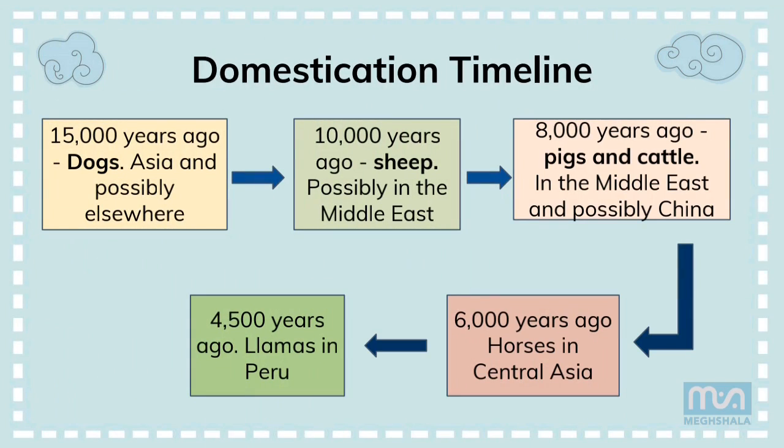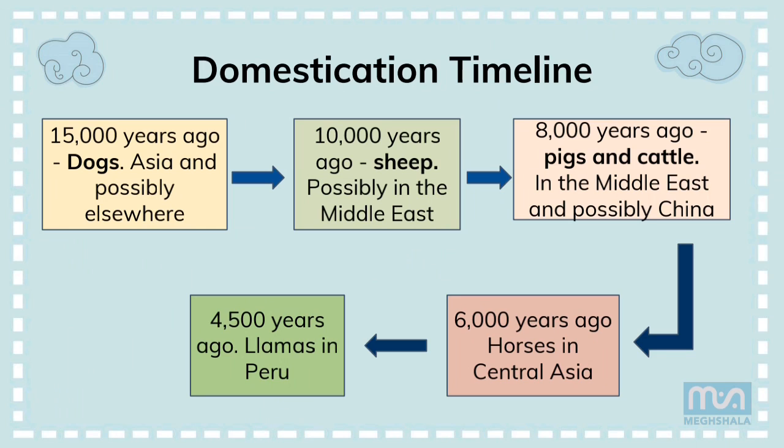So here in this slide, we are provided with a domestication timeline. Let us have a glance at it. 15,000 years ago, dogs were domesticated near Asia and possibly elsewhere. So dogs are the first animals which humans domesticated at the very beginning. Then, around 10,000 years ago, sheep were domesticated, possibly in the Middle East area.